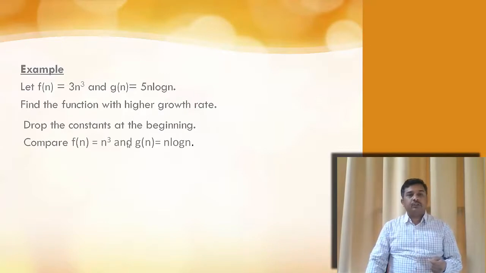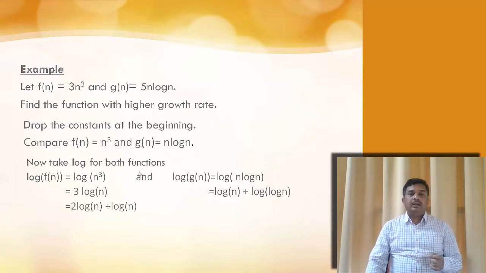So what is the first rule? Drop all the constants from the beginning. It means here 3 and 5 are the constants. We'll drop them. So f(n) becomes n cube and g(n) becomes n log n. So these two we are going to compare. Now take log on both sides. So log of f(n) becomes log of n cube, and it is nothing but 3 log n. Similarly, on the other side, for g(n) also we want to take log g(n). So log of n log n is nothing but log n plus log log n.